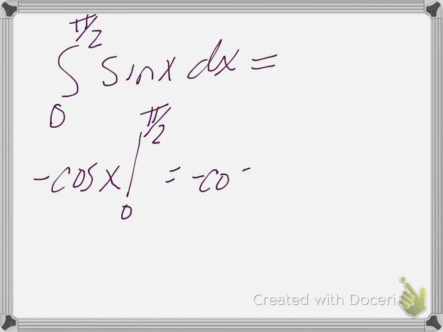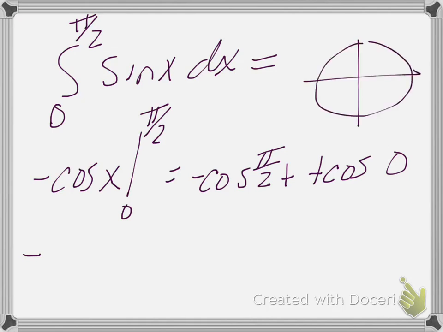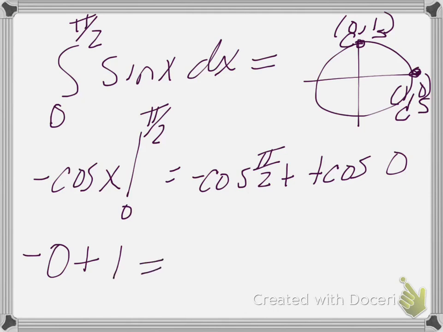So then you're going to put the upper limit in first. And then you're going to put the lower limit in. Okay, and a negative negative becomes positive, so we could change that right away. So we have a negative cosine of pi over 2. Using the unit circle, this is the point 0, 1, sine and cosine. So cosine of pi over 2 is 0. Plus, now we need cosine of 0. Here's 0 right here. That's the point 1, 0, cosine and sine. So cosine of 0 is 1, so 0 plus 1 is 1, and that would be the answer for that one.